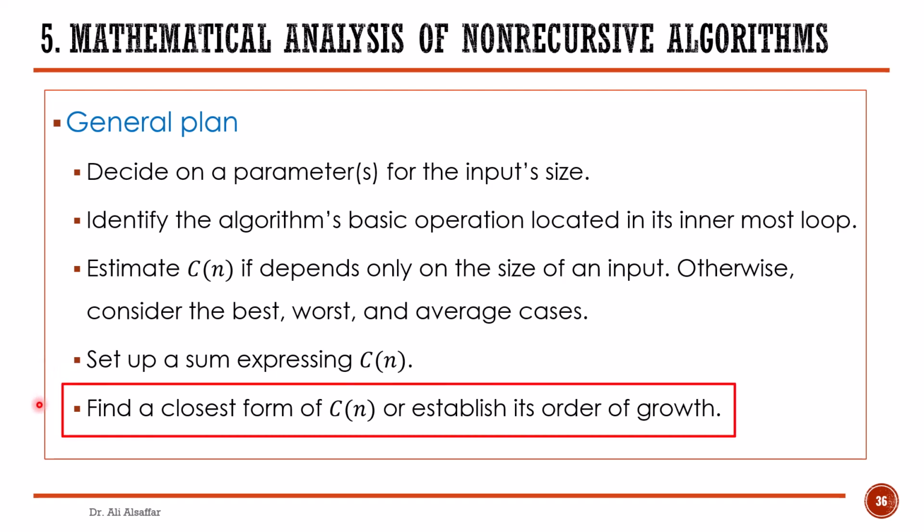The framework's primary goal is to find the order of growth of the algorithm's running time as its input size goes to infinity. And the last step of the general plan is to find the closest form of Cn, or establish its order of growth using the asymptotic notations big theta, big O, and big omega.